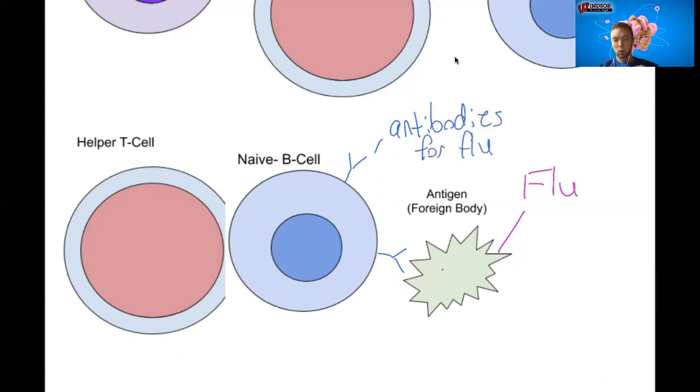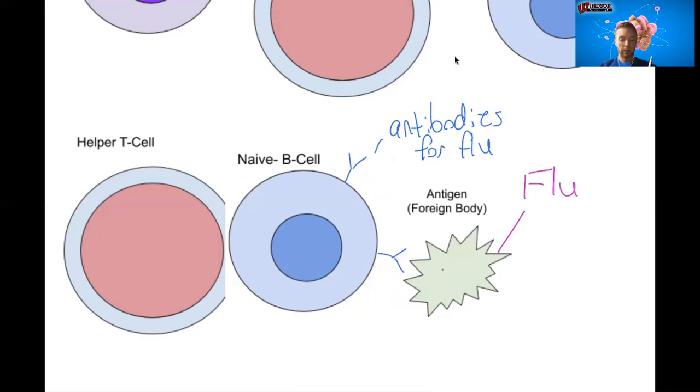So it is now programmed to deal with only one specific germ, one specific virus, bacteria, whatever. Again, this could be something that's an actual virus or bacteria. It could be anything that is not yours. But the idea is now this naive B cell can do some specific things to fight off the flu.